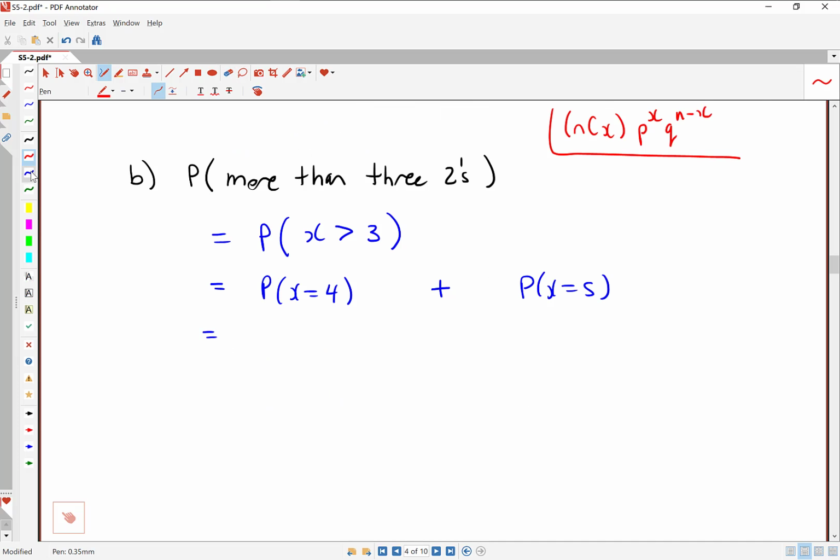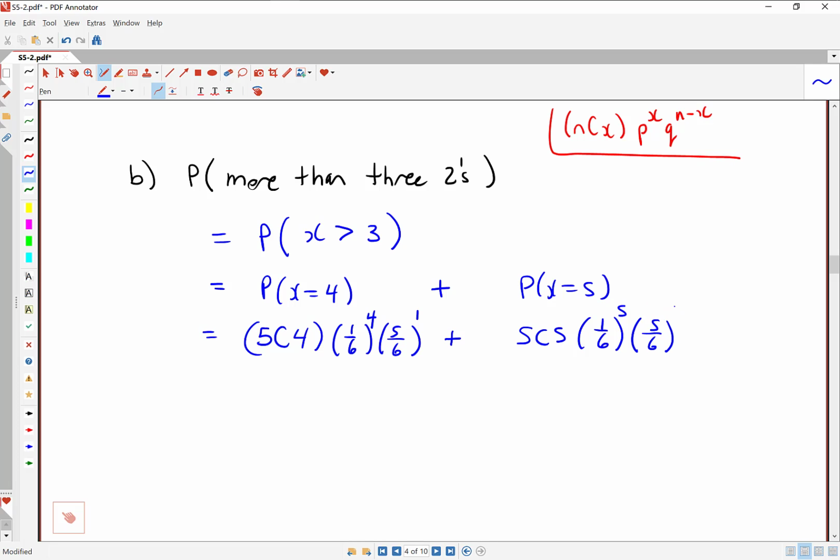So our n value is still 5, so we're going 5c4 times p is 1 out of 6, so we go 1 over 6 to the 4 times 5 out of 6 to the, well, exponents are going to add up to 5 because your exponents always add up to n in this type of problem. Then we move on to the second term. It's going to be 5c5 times 1 out of 6 to the 5 times 5 out of 6 to the, well, again, exponents are going to add up to 5, so that's going to be 0.